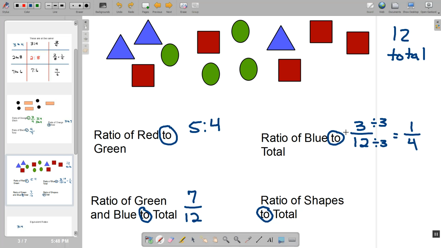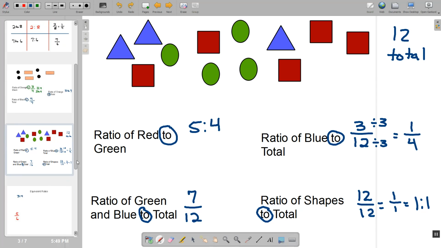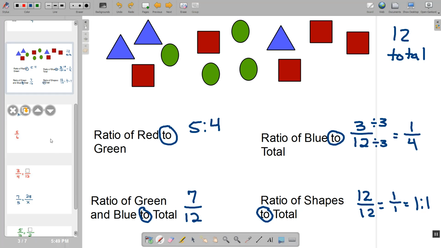The bottom one is definitely the trickiest, and IXL is going to throw in a couple of these options every once in a while, and you have to read very carefully. The ratio of shapes to total objects. So, of these 12 objects, all 12 of them are shapes. And there are 12 objects total, which is a ratio of 12 to 12, which can be simplified down into 1 to 1, or 1:1. Got to be very cautious about that. There's going to be a couple IXL problems if you pick that option where it's going to feel like they were trying to trick you. So make sure you read very carefully.